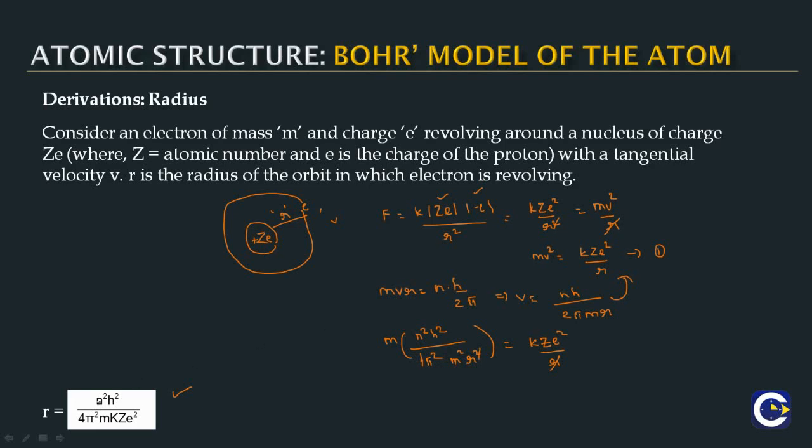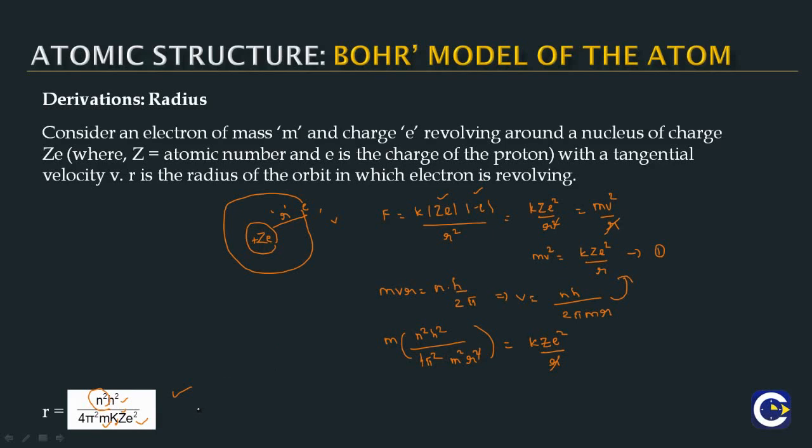In this expression, n is the orbit number, which can change based upon the orbit. h is Planck's constant, which will always be a constant. 4 pi square is a constant. m represents the mass of the electron. k is Coulomb's constant. Z is the atomic number of hydrogen or the hydrogen-like species. And e is the basic charge, whose value is 1.6 into 10 power minus 19 coulombs.